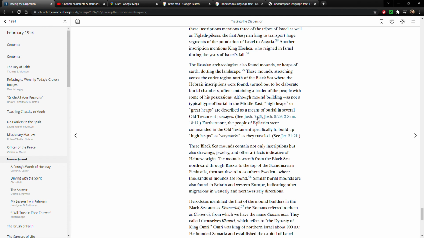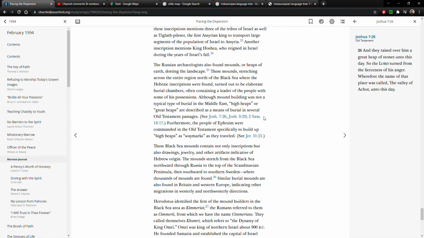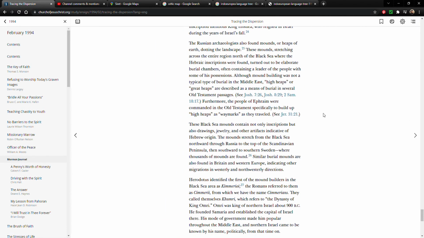Let's take a quick look at that. Joshua 7:6. And they raised over him a great heap of stones unto this day. Okay. Joshua 8:29. And the king of Ai he hanged on a tree until eventide. And as soon as the sun was down, Joshua commanded that they should take his carcass down from the tree and cast it at the entering of the gate of the city, and raise thereon a great heap of stones that remaineth unto this day. Okay, so you get the idea.